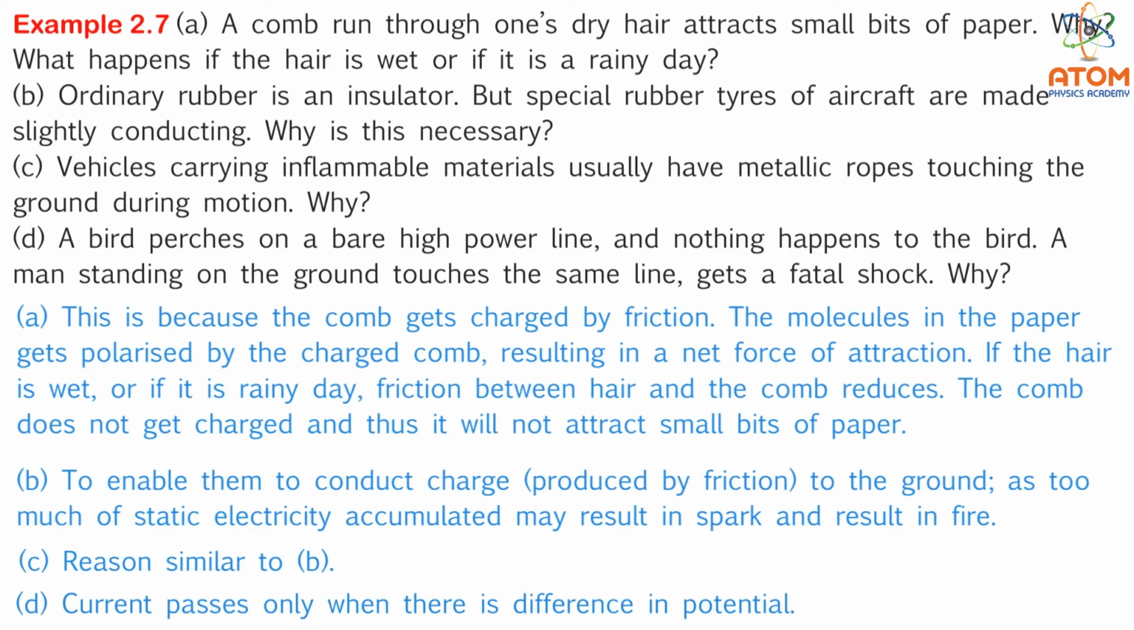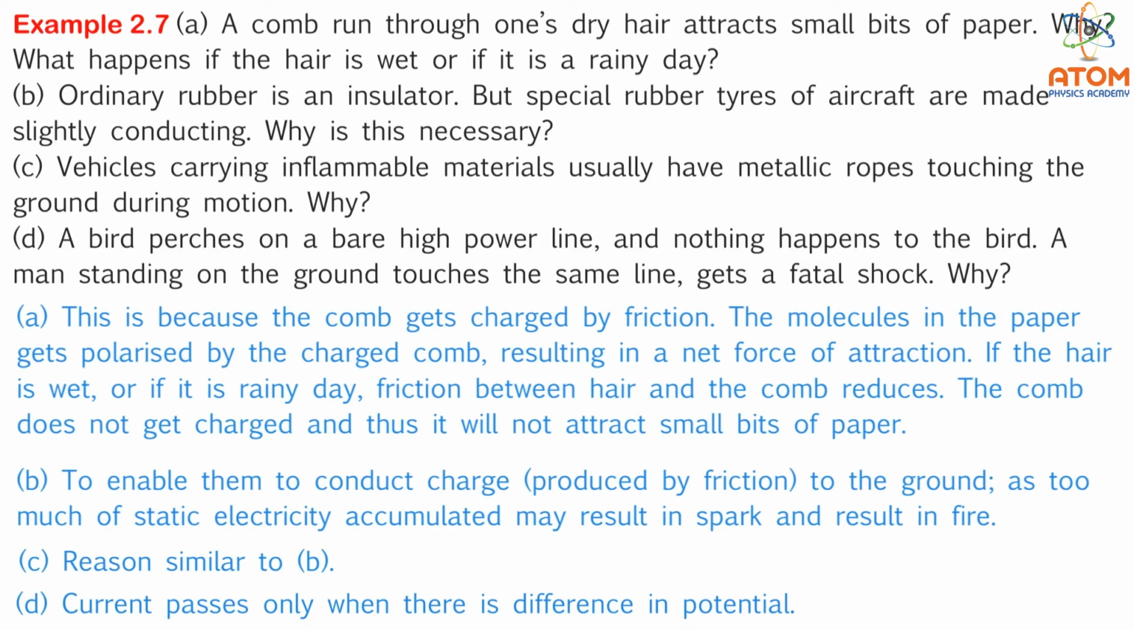Now, fourth question. A bird perches on a bare high power line and nothing happens to it. A man standing on the ground touches the same line, gets a fatal shock. Why is it so? This is an interesting question. See, when a bird is sitting on a bare high power line, it gets high charge on it. But still, there is no passage for that charge to pass. That means there is no passage for current. That's why this bird doesn't get any sort of harm.